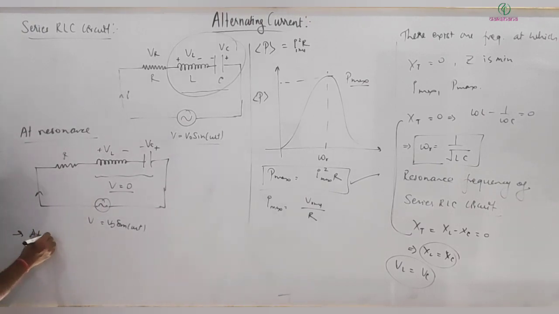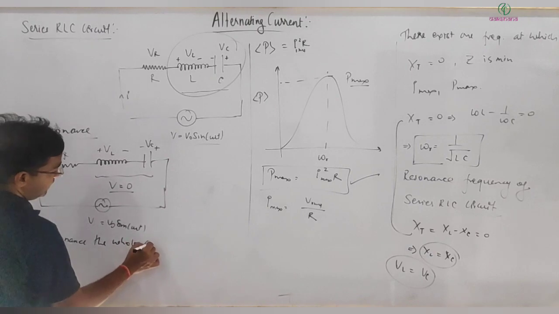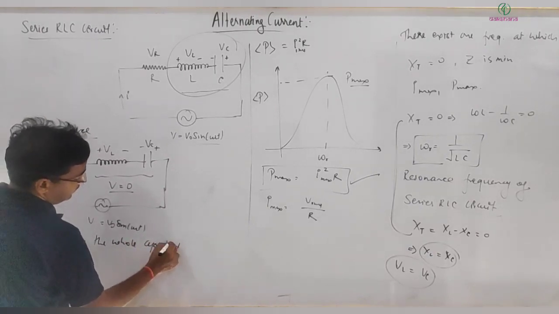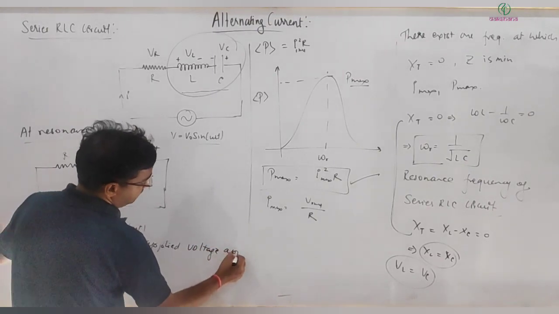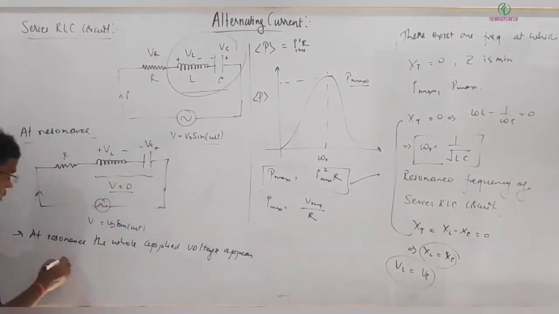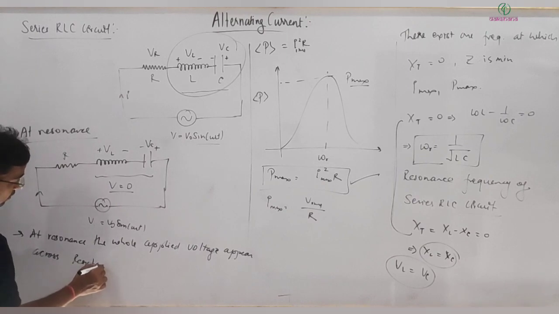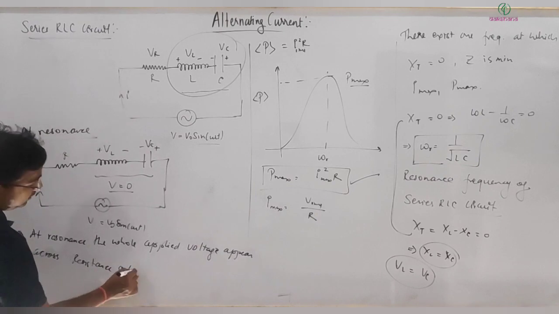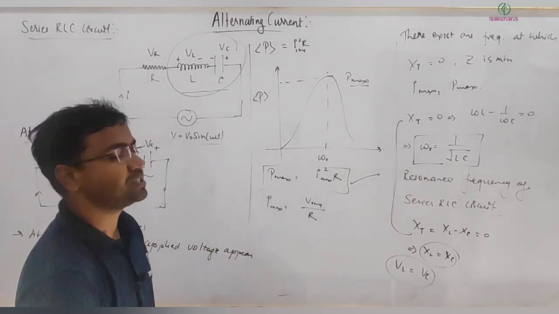So at resonance, the whole applied voltage appears across the resistor or resistance only. Net voltage across this will be 0. This is your resonance circuit.